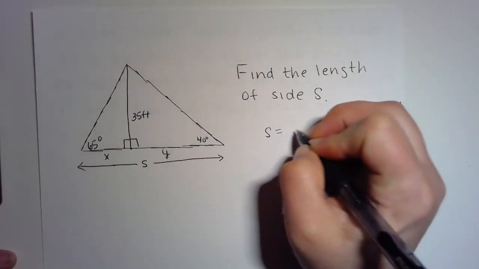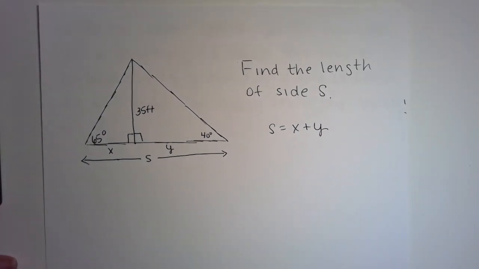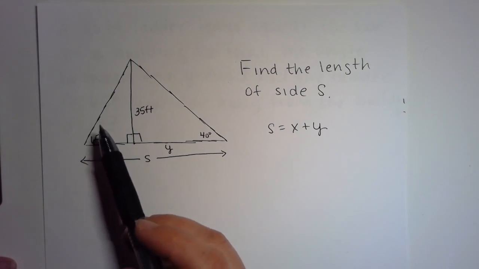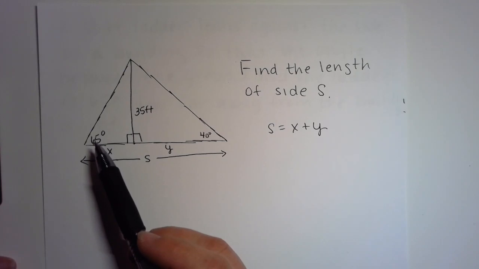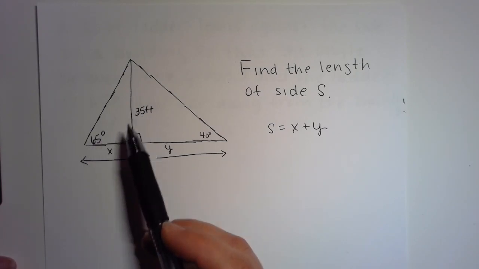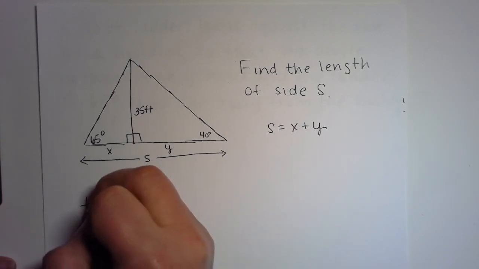So s is equal to x plus y. So I can think of them as two separate things. Okay, so let's look at the smaller triangle first. So I need a trig function that has this angle, this is the opposite side, and this is the adjacent side. So I believe we want to use tangent.